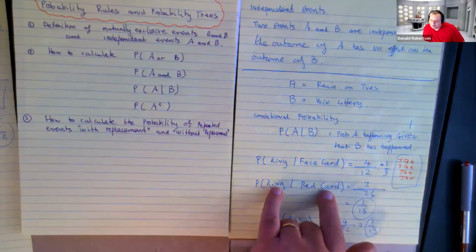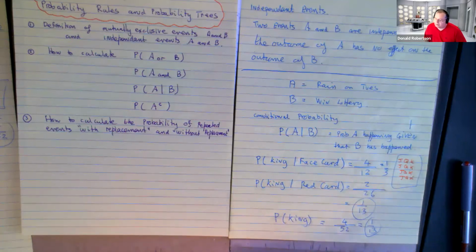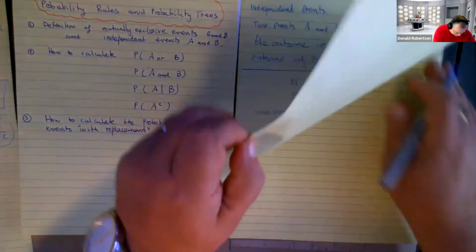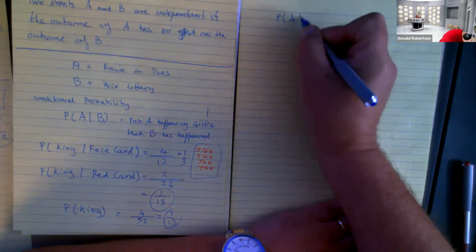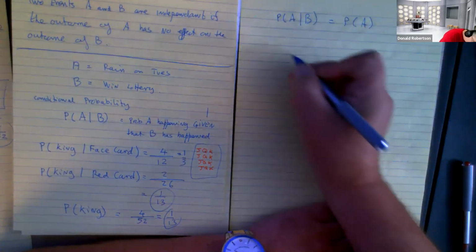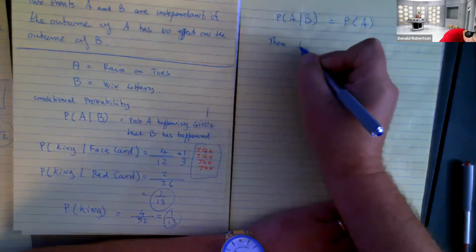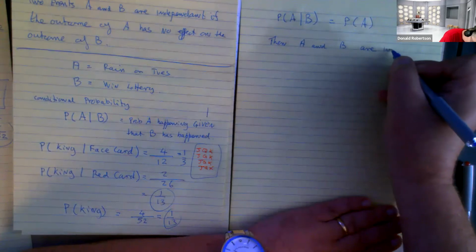So we would say that these 2 events are independent. Getting a king and getting a red card don't affect each other. If I know it's a red card, the chance that I get a king is still 1/13. Has no effect. So we have a test that we use for independence, and it basically says, if the probability of A given B is the same number as the probability of A, then we can conclude that A and B are independent.